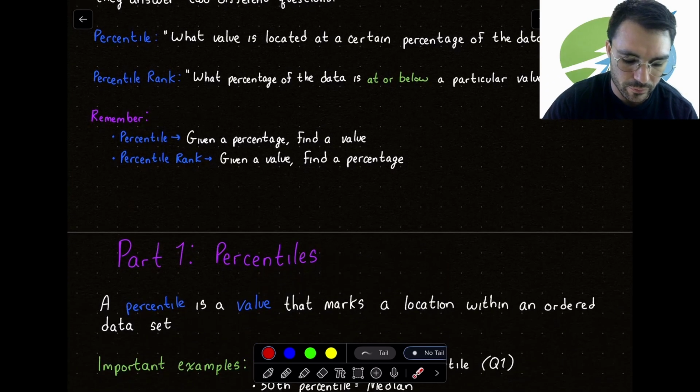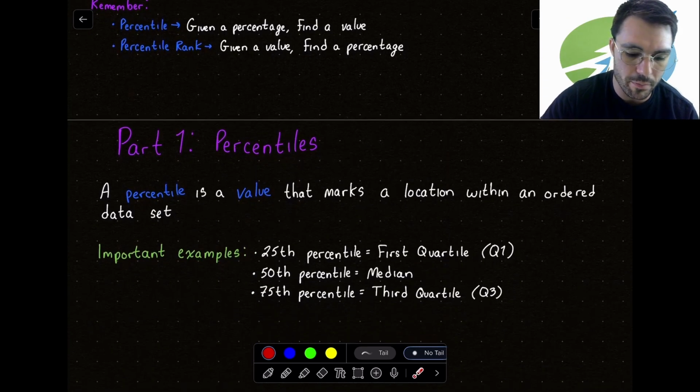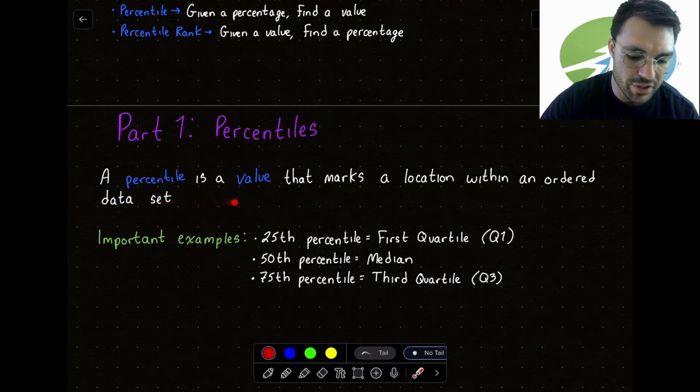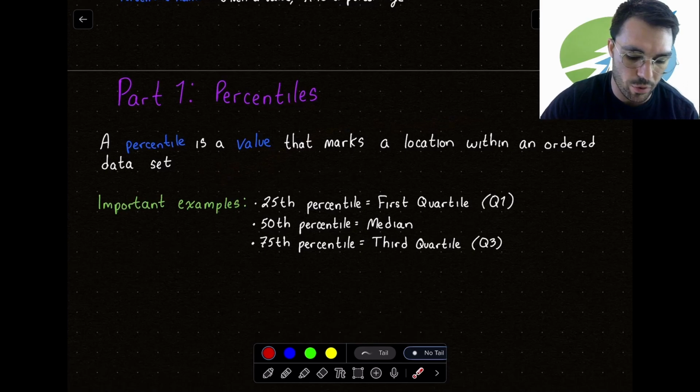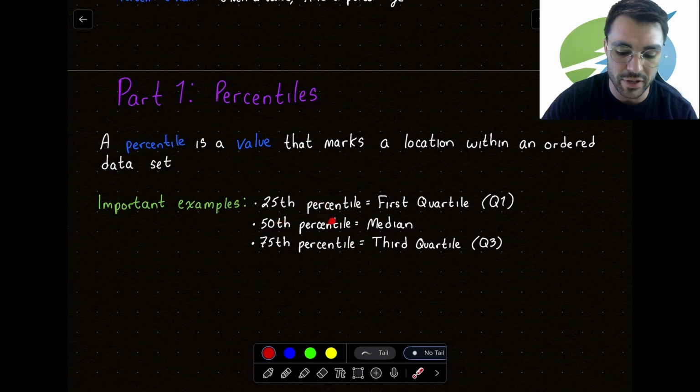All right. So part one, percentiles. A percentile is a value that marks a location within an ordered data set. Important examples: the 25th percentile is the first quartile, which is denoted as Q1. The 50th percentile is the median. And the 75th percentile is the third quartile, or Q3.